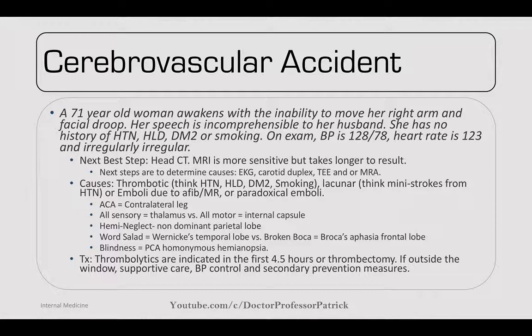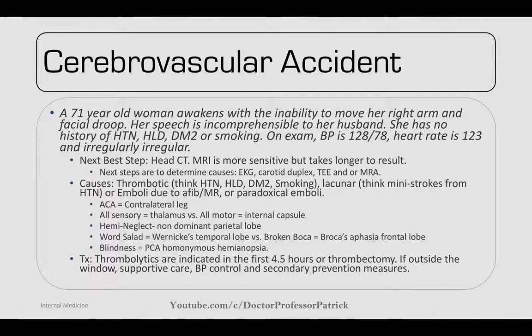So a 71-year-old woman awakens with the inability to move her right arm and facial droop. Her speech is incomprehensible to her husband. She has no history of hypertension, hyperlipidemia, diabetes, or smoking. On exam, her blood pressure is 128/78. Her heart rate is 123 and irregularly irregular. So it seems like the cause of this might be an AFib. Next best step would be a head CT.